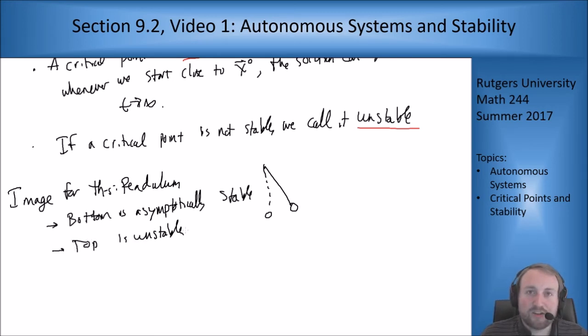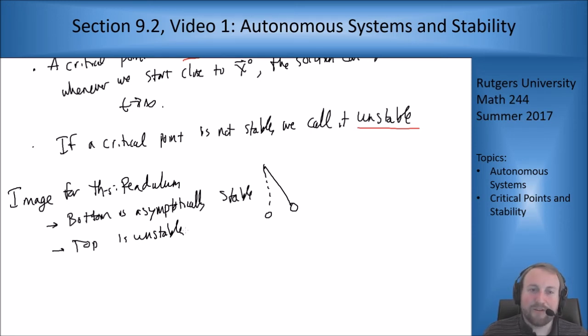Now, as we'll see in section 9.3, which is why I'm waiting not to give any examples for this section, we can analyze a nonlinear system to find its critical points, and then we can analyze the system near each of them to see what it looks like. We'll be able to prove that for the pendulum the top is unstable and the bottom is asymptotically stable in this context. And we'll do the same for other random systems as well.